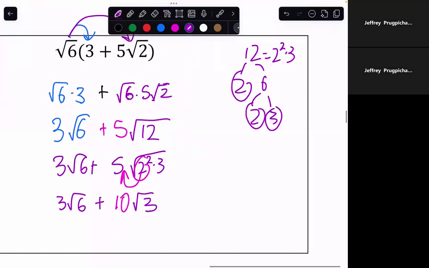Okay, so don't forget, even though this started as a multiplication problem, after you distribute out, it's now an addition problem. So you cannot add these together because even though they're both square roots, they don't have the same radicand.